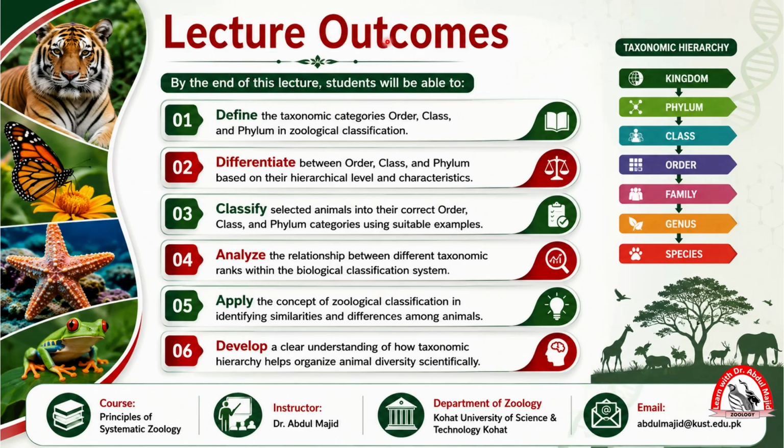Lecture outcomes. By the end of this lecture, you will be able to define the taxonomic categories, order, class, and phylum, and differentiate them based on their hierarchical levels. You will also learn to classify animals into the correct groups using examples, analyze relationships among taxonomic ranks, and apply zoological classification concept to better understand animal diversity scientifically.